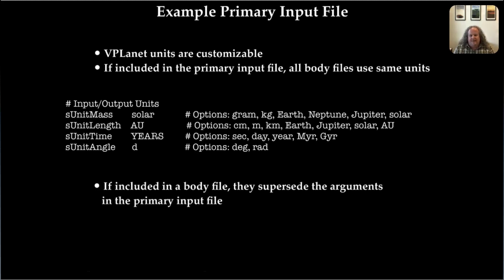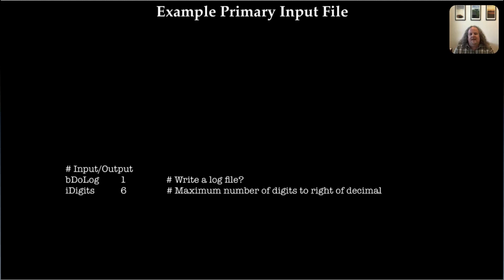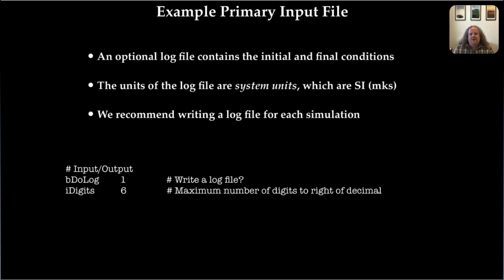All right, let's check out the next few lines. VPLanet can write out a log file, which is optional, but we do recommend it. Note, however, that the units of the outputs in the log file are in system units, by which I mean the units of the actual calculations inside VPLanet during an integration. VPLanet uses SI units, or meters, kilograms, seconds. So when you look at that log file, you can see exactly what values your VPLanet simulation is using, which can help you debug your input files. The next option here sets the output precision to be between 0 and 16 numbers after the decimal place.